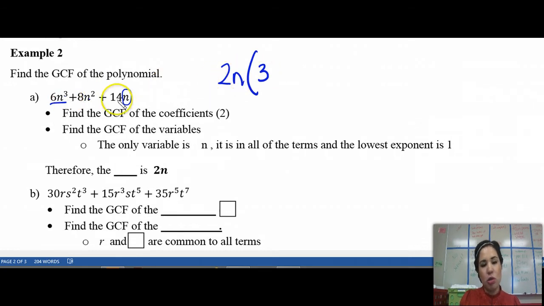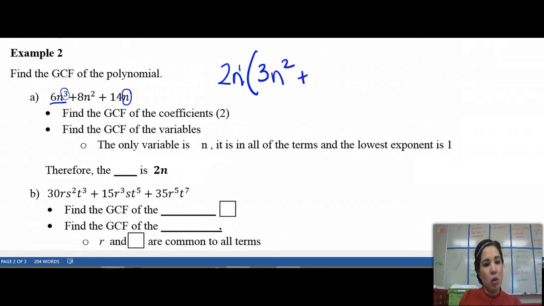So 2 times 3, I know that's going to give me 6. n times what is going to give me n cubed? Well, going back to my exponent rules, I know that I need to add something to get to 3. Right now there's a 1, so I need to add 2. So they should be multiplying by n squared, because the exponents are going to add.